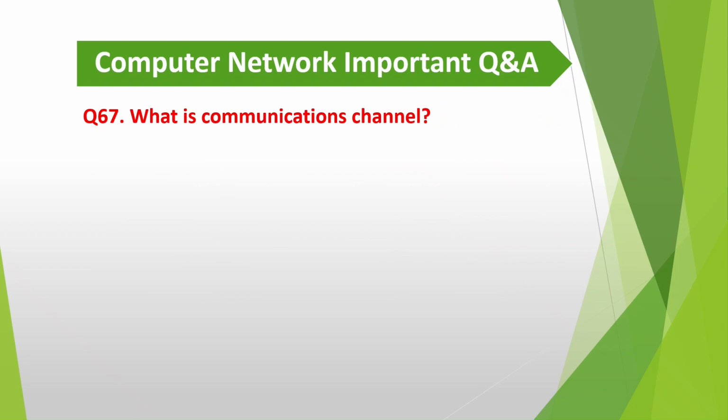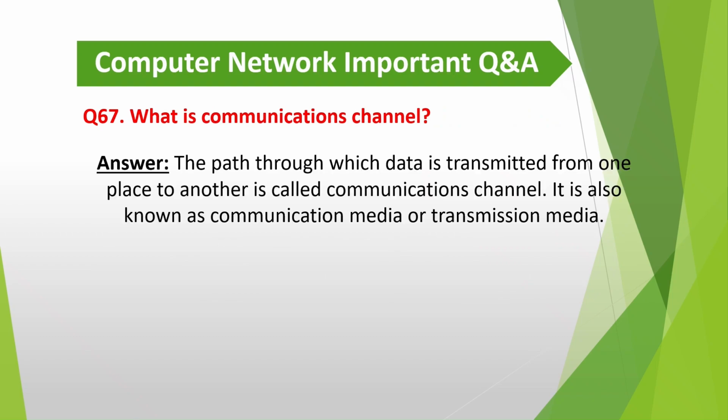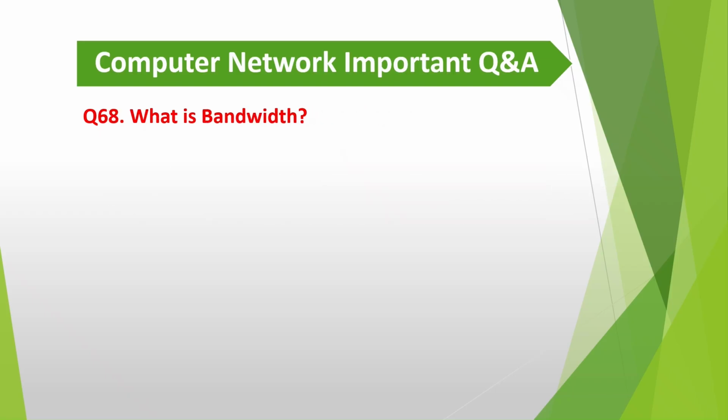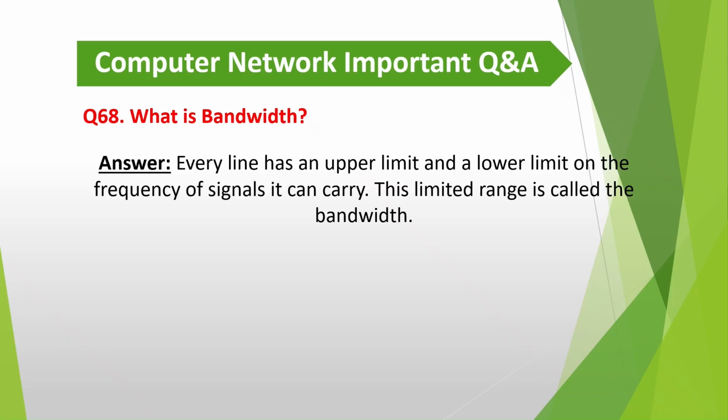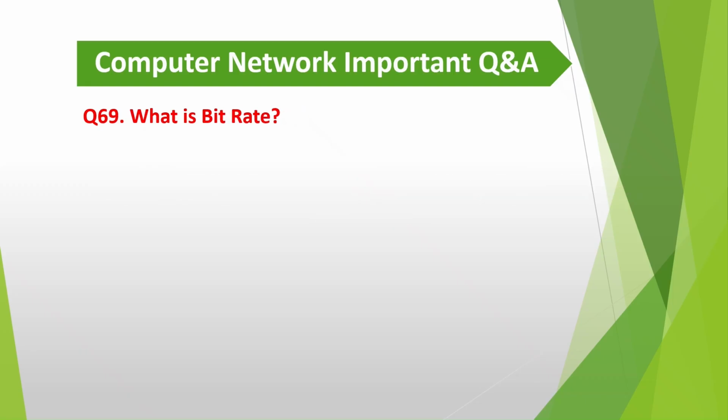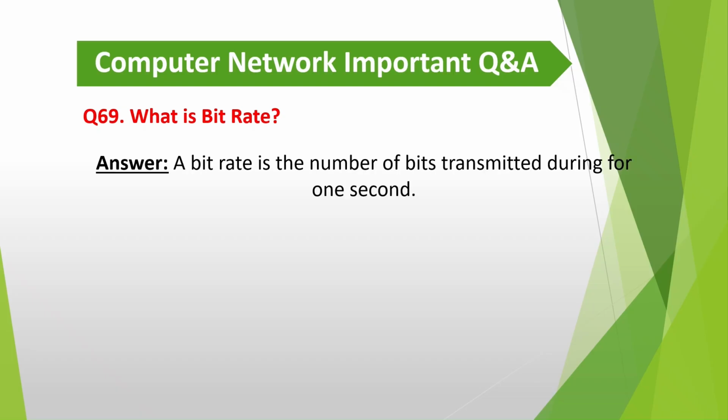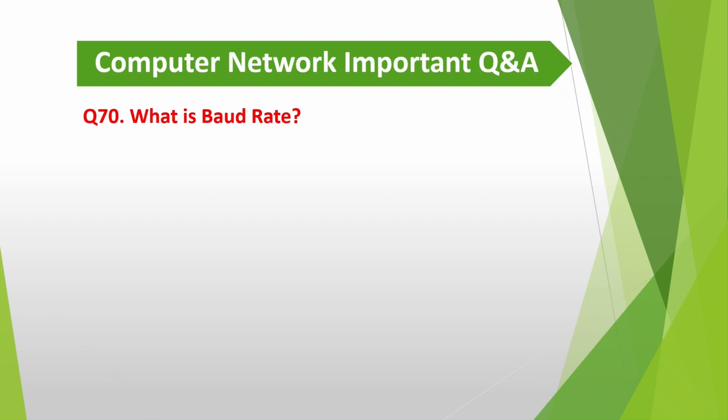Question 67. What is communications channel? Answer. The path through which data is transmitted from one place to another is called communications channel. It is also known as communication media or transmission media. Question 68. What is bandwidth? Answer. Every line has an upper limit and a lower limit on the frequency of signals it can carry. This limited range is called the bandwidth. Question 69. What is bit rate? Answer. A bit rate is the number of bits transmitted for 1 second. Question 70. What is baud rate?